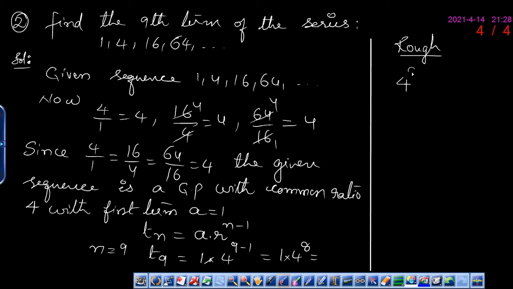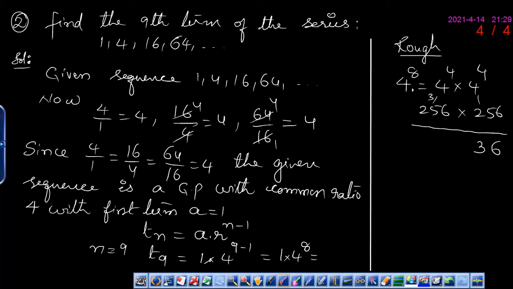That is 65,536. 4 power 8: can I write it as 4 power 4 into 4 power 4? Yes, sir. 4 power 4 is nothing but 256. Now if you multiply 256 into 256, what will you get? 6 sixes are 36.